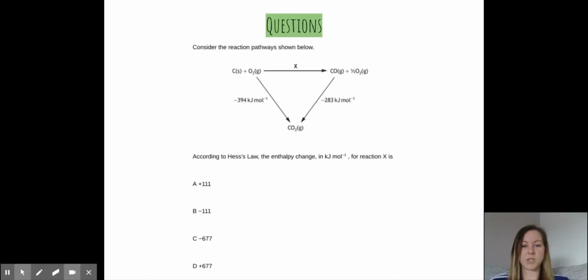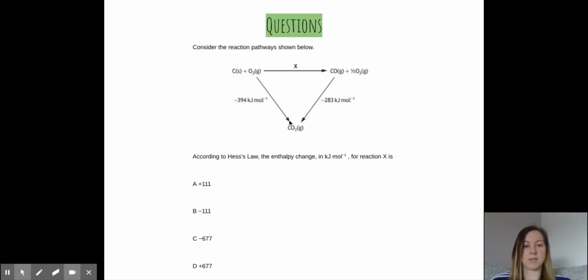So this Hess's Law question is a multiple choice question. It says, consider the reaction pathways shown below. According to Hess's law, the enthalpy change in kilojoules per mole for reaction X is, so reaction X is going from carbon solid plus oxygen to give carbon monoxide and half an oxygen molecule. So that is the direction that the reaction is going. We are told here that there is an intermediate step where CO2 is produced.